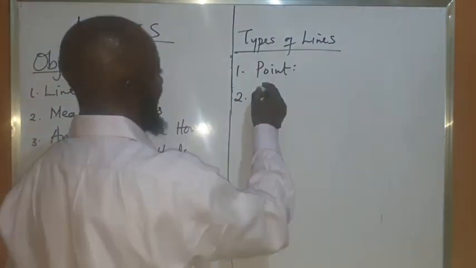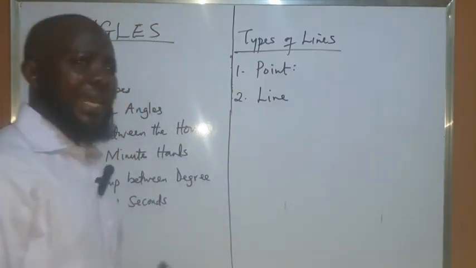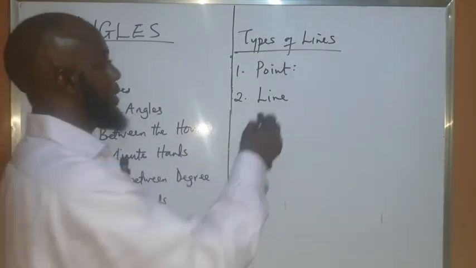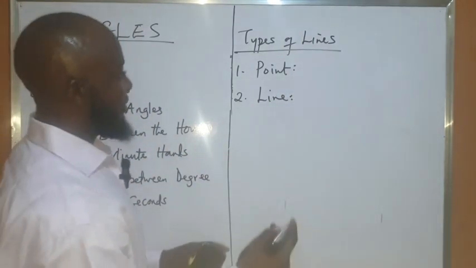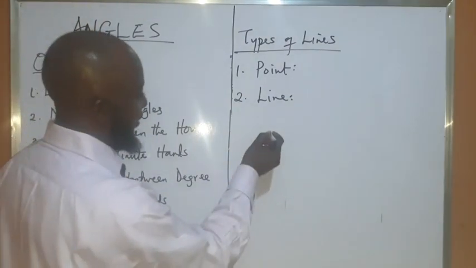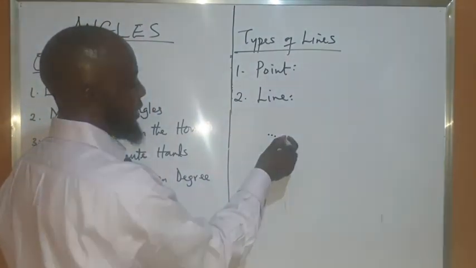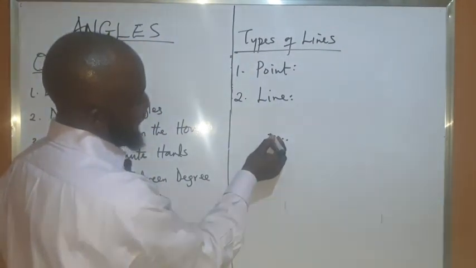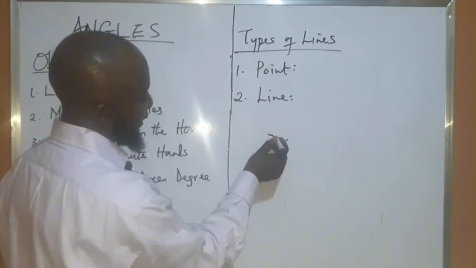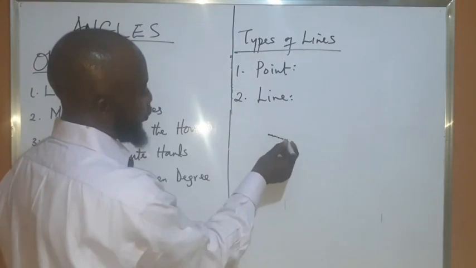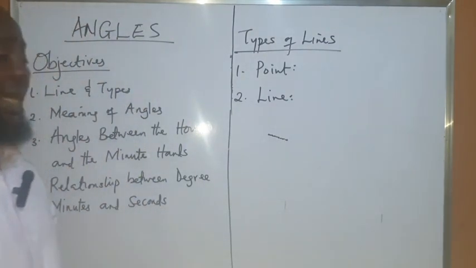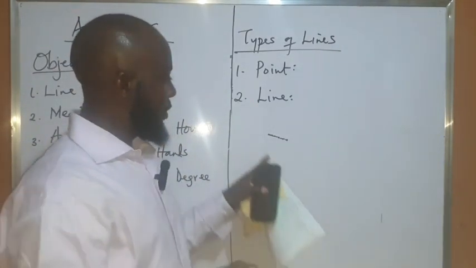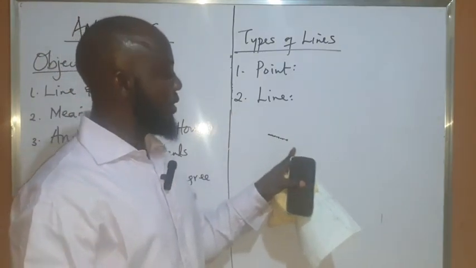Then the next one is line. Understanding of points will let you understand line. So line is a set of points. When you have a set of points, it forms a line. For example, I can have a point here, point here, point here, point here. You can see there are spaces between these points. I can fill up the spaces with points, so this will form a line. So that is the reason why we define a line as a set of points that form this line.